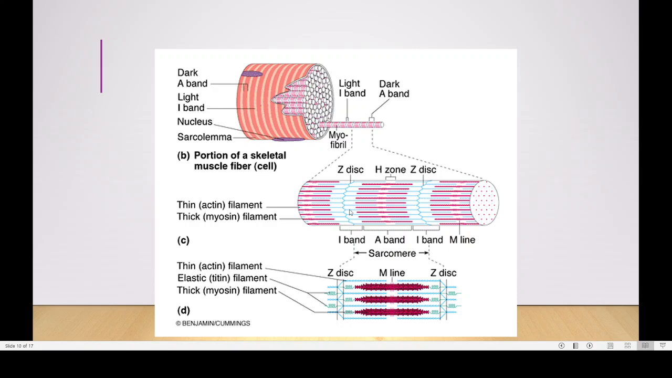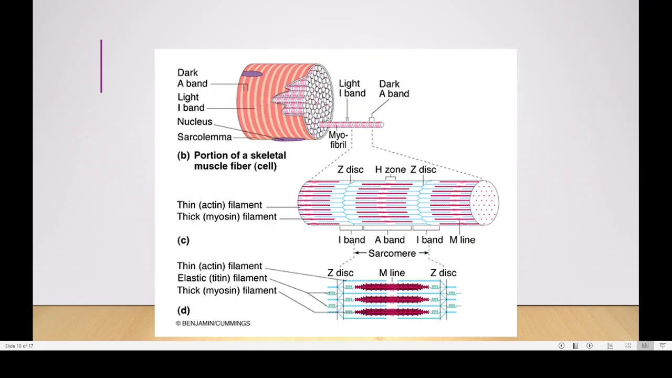Now if you look closely, you can see that at the center of the I band, you can see a dark line. That line is known by the name Z disc. So here also there is one Z disc, here also another Z disc. Now the region between one Z disc and another Z disc is known by the name sarcomere. See, this is one Z disc, this is another Z disc. This region is known by the name sarcomere.